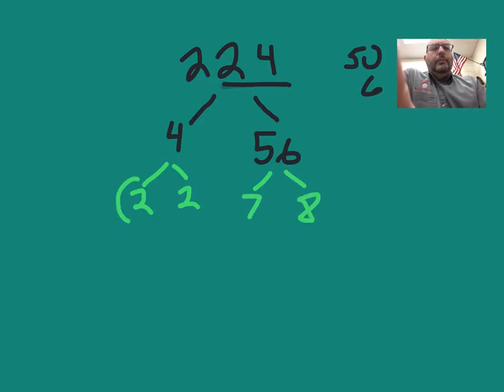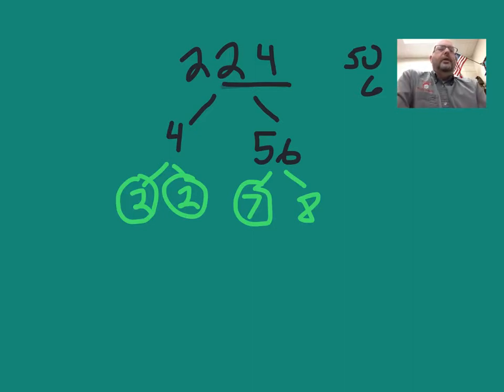All right, I'll circle my 2's because they're prime, and my 7 because it's prime. A lot of times we circle that just so those numbers stand out, because if we get a big long list at the end, it's easy to accidentally miss a number. So let's keep going with the 8.